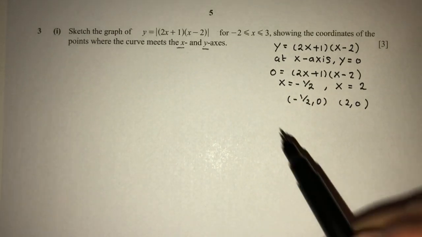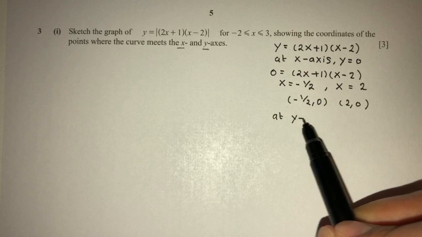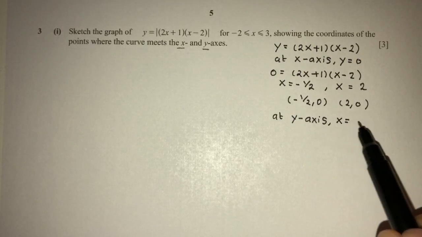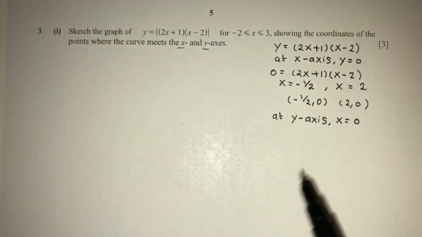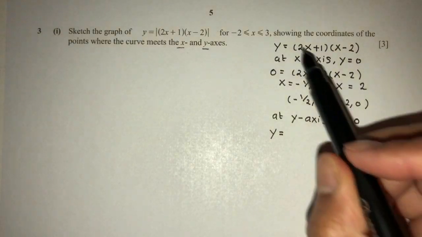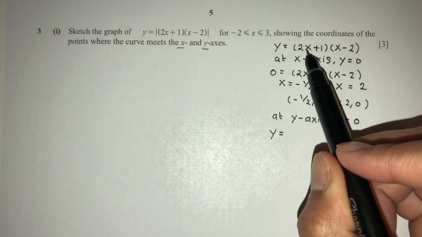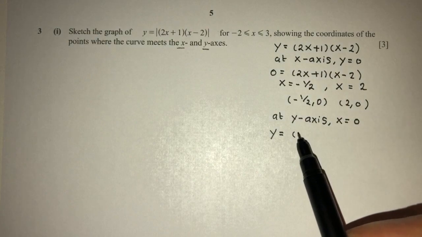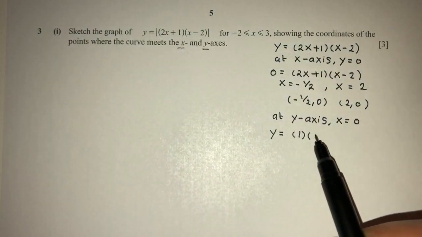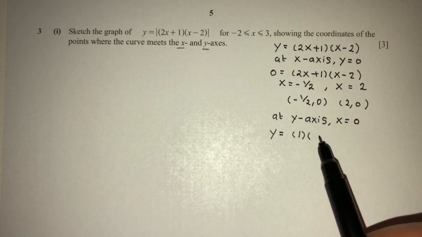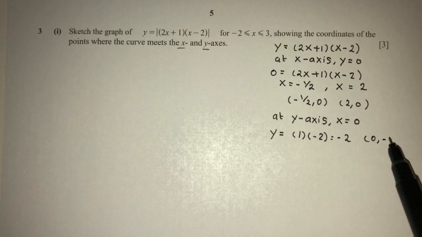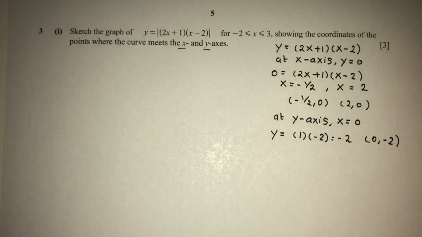As you can see, we have 2 points, which is (-1/2, 0) and (2, 0). Now let's continue on that. At the y-axis, what do we know? x has to be 0. Replace back in your equation, so y is (2 times 0 plus 1) which is 1, multiplied by the value of minus 2. That should be minus 2. So the point is (0, -2). That is on the y-axis.